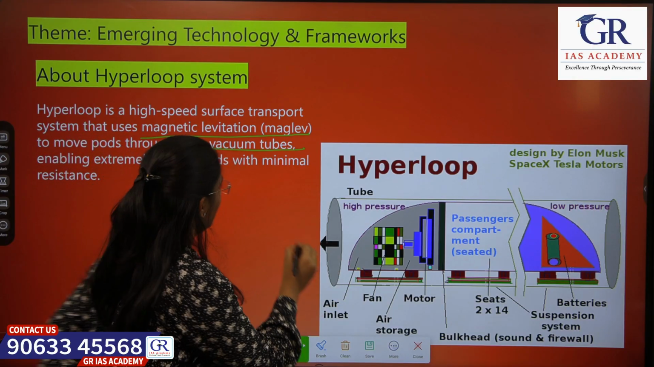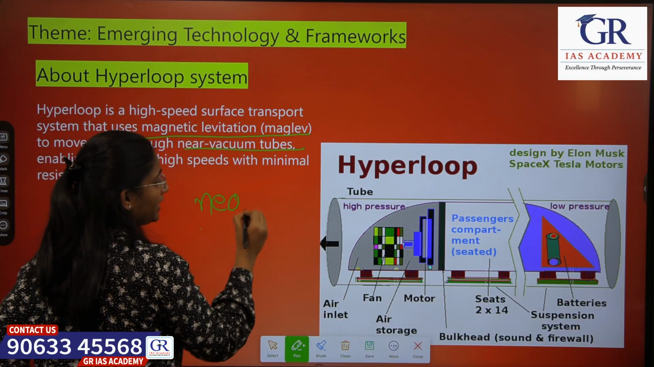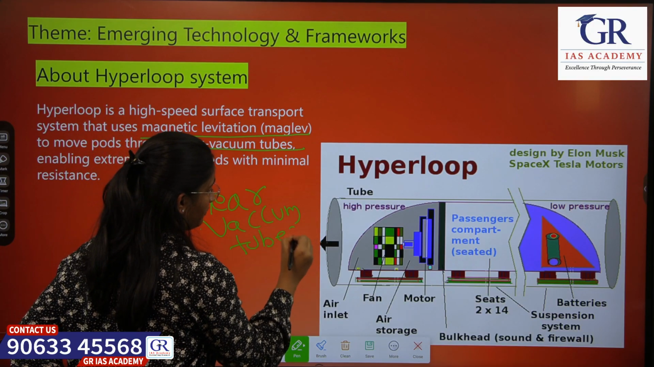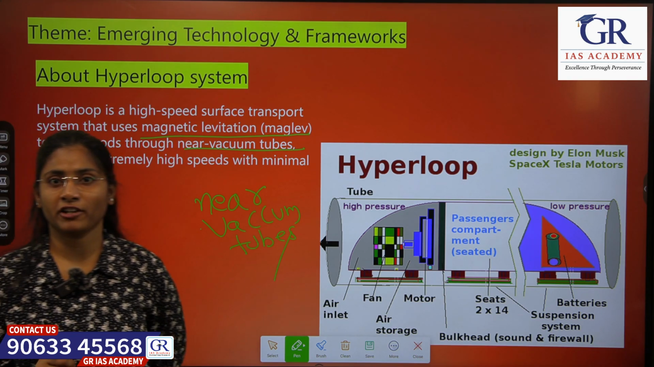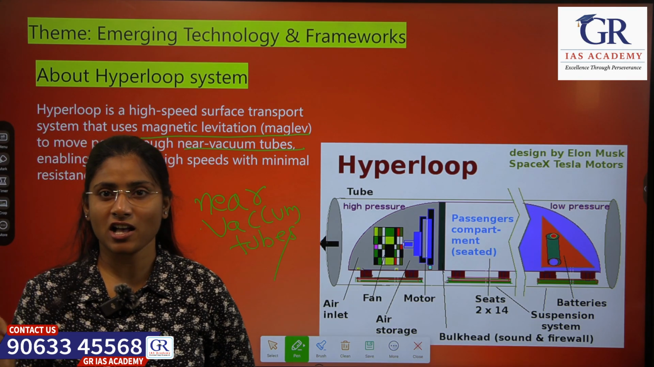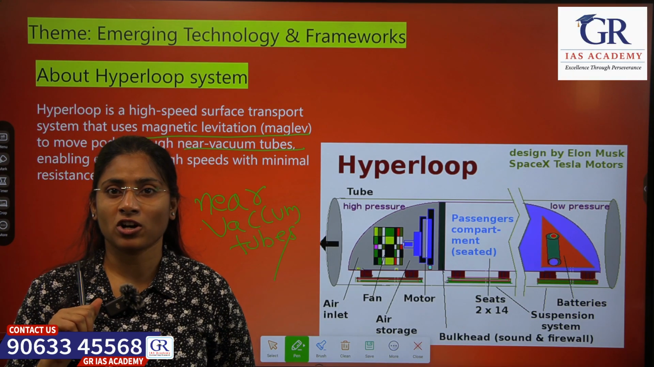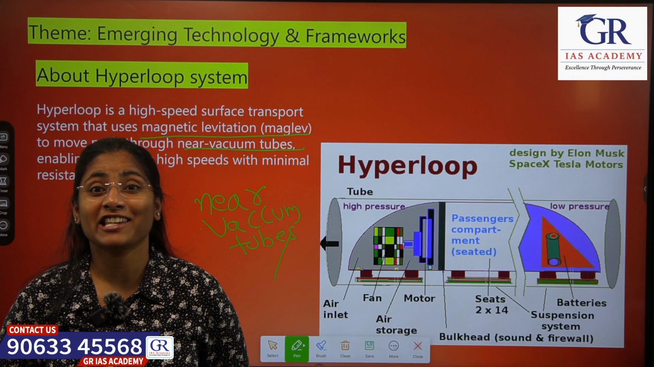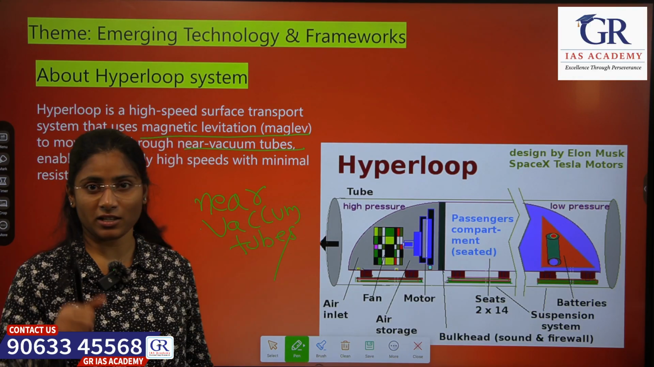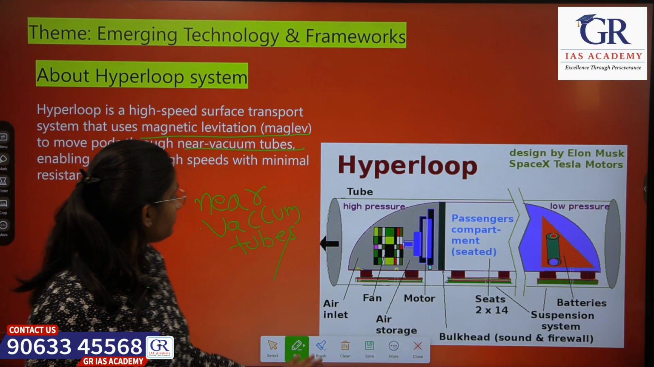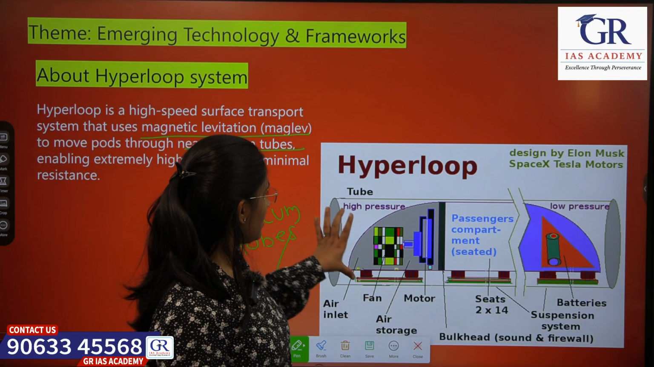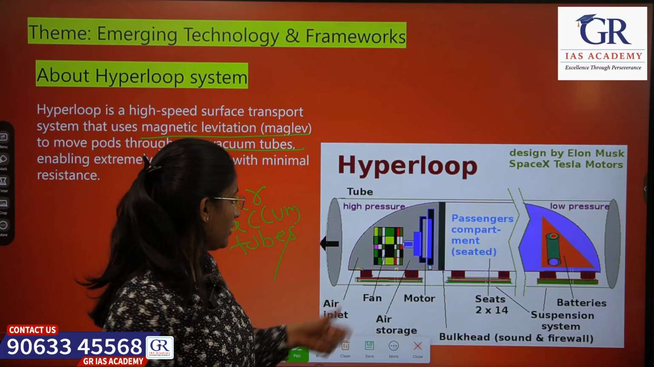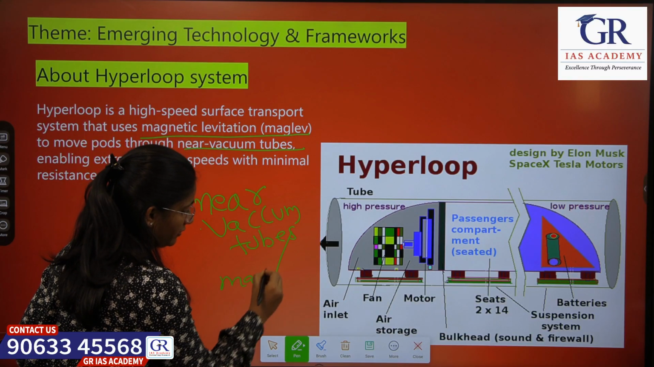You have to note this point. They operate in near vacuum tubes but not in complete vacuum. This is the important point where UPSC might trouble you. It may ask you, Hyperloop technology operates in vacuum. That is a wrong statement. It uses near vacuum tubes. This is the important point, you have to note it down. If you notice here, this is our tube, this is our pod which floats using maglev technology.